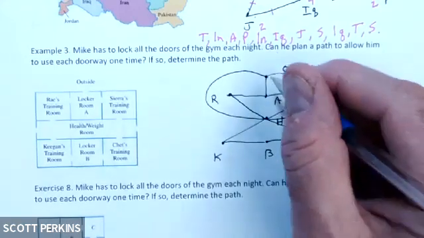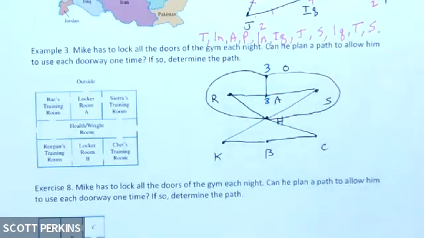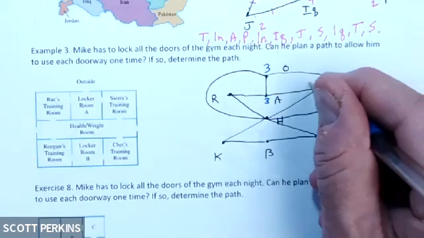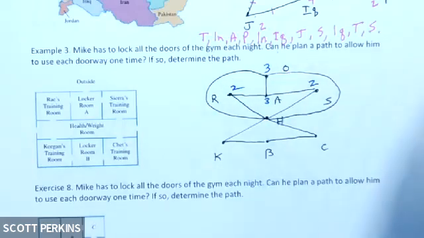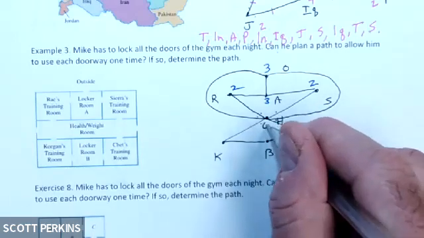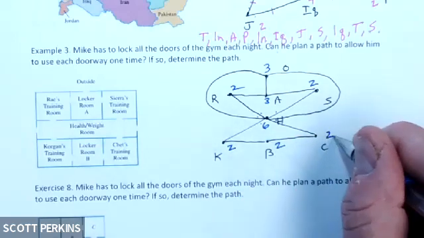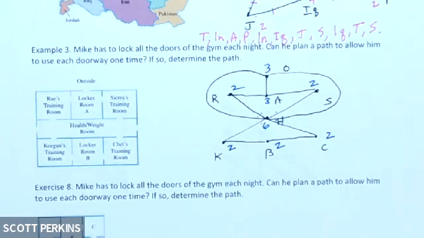Well, let's see. Outside has a degree 3. Locker room A has degree 3. Sierra's has a degree 2. Ray's has degree 2. The health center has 1, 2, 3, 4, 5, 6. Keegan's has 2. Locker room B has 2. And Chet's has 2. So yes, it is possible. You either have to start outside or you have to start at locker room A, and you can go through and traverse this and cross every edge exactly once.